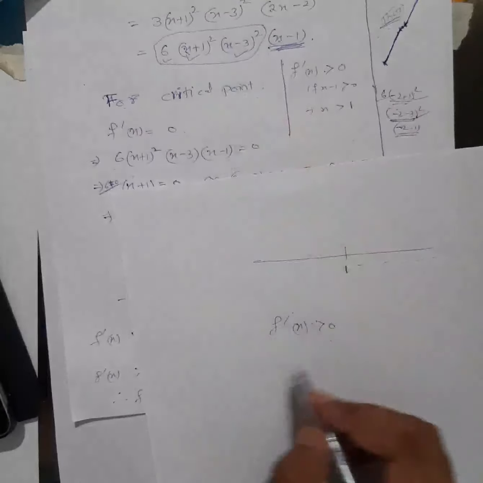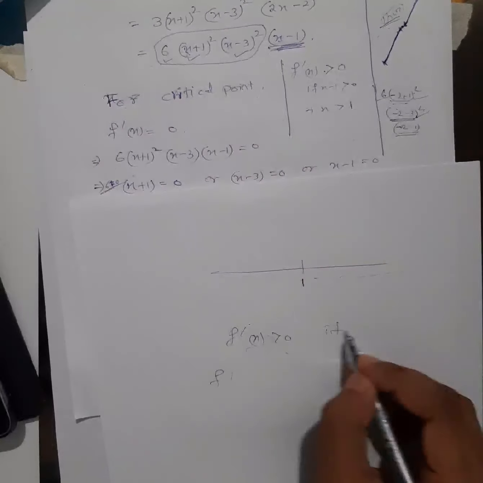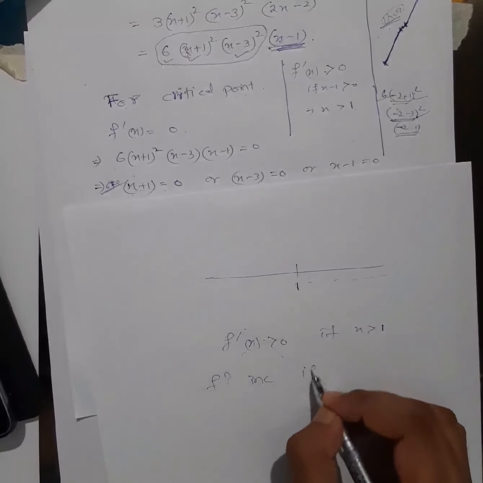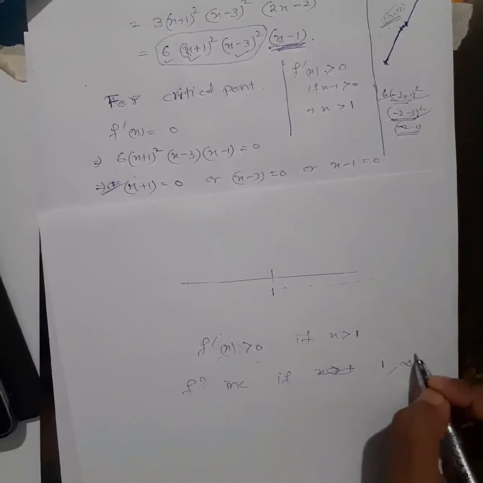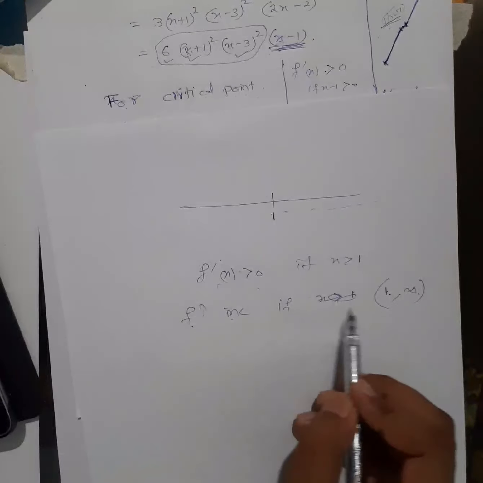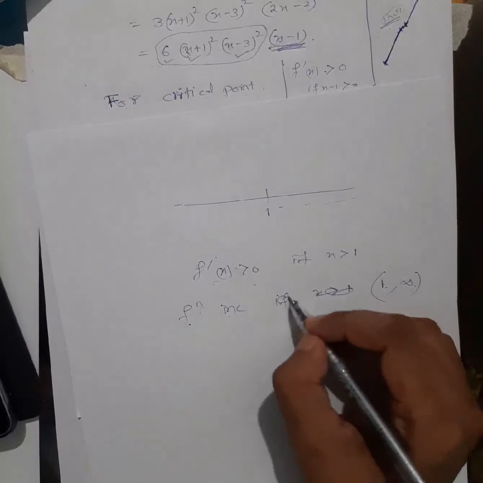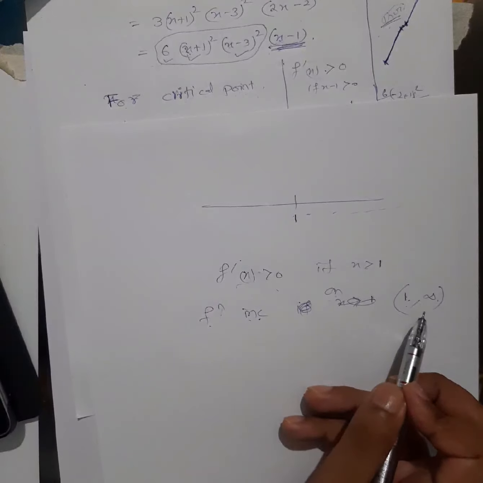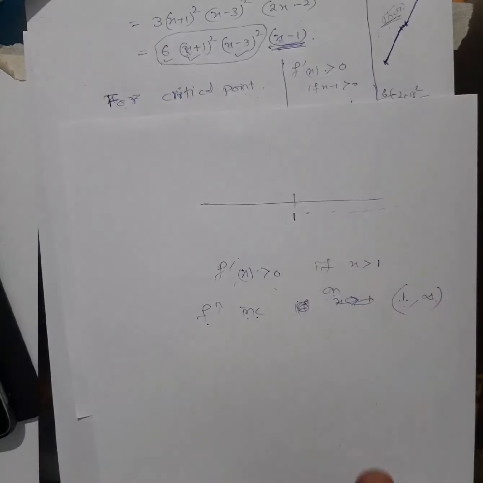We have seen that one, right? Means I can write f dash x greater than 0 if x greater than 1. Which means the function is increasing if x greater than 1, means on the interval, what I will write, 1 to infinity. Greater than 1 means what? 1 to infinity, right? So the function is increasing on this interval. So you can see, simply when I have to find out increasing, 1 to infinity, it will increase. Directly you can find out like that.